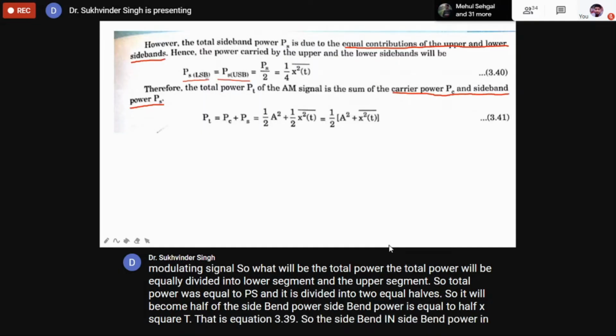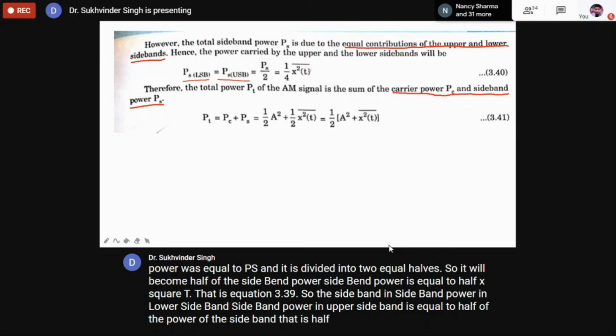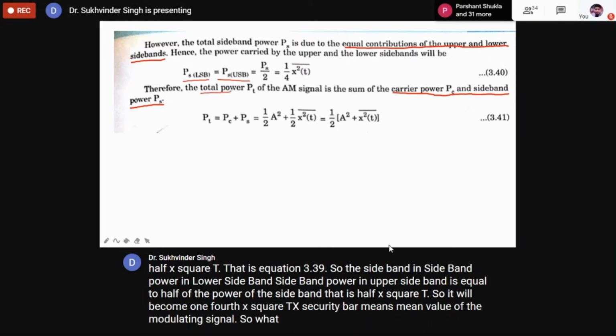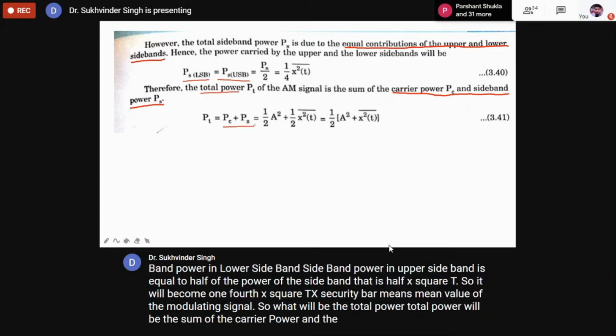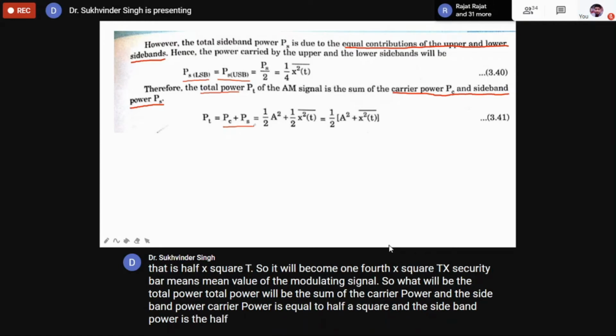So the sideband power in lower sideband, and the sideband power in upper sideband, is equal to half of the power of the sideband, that is half x square t. So it will become 1/4 x square t. x square t bar means mean value of the modulating signal. So what will be the total power? Total power will be the sum of the carrier power and the sideband power. Carrier power is equal to half A square, and the sideband power is half x square t bar.